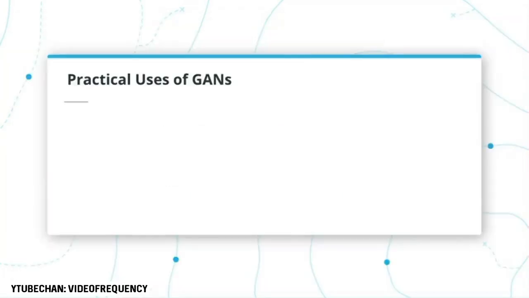Besides music, there are other practical uses of GANs. For example, scientists have recently used generative models to create new drug-like small molecules targeting novel viral proteins. This could potentially help with faster drug design and discovery.